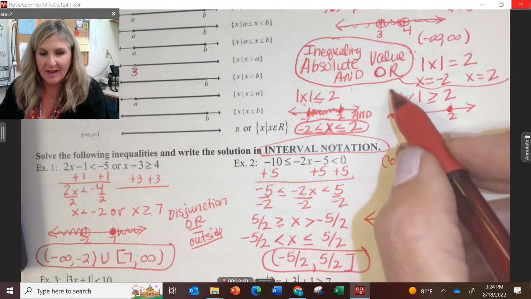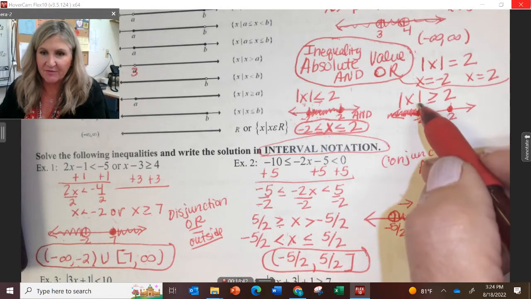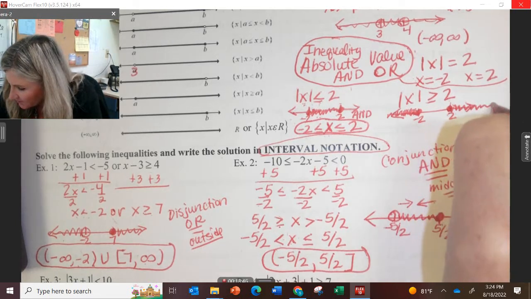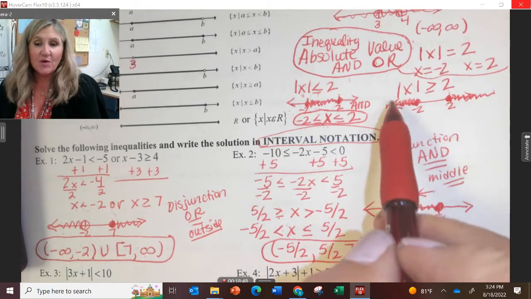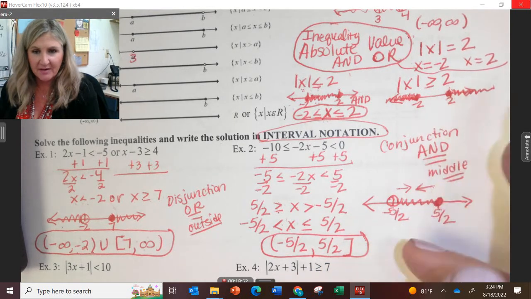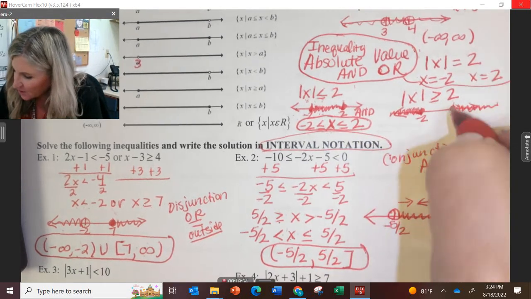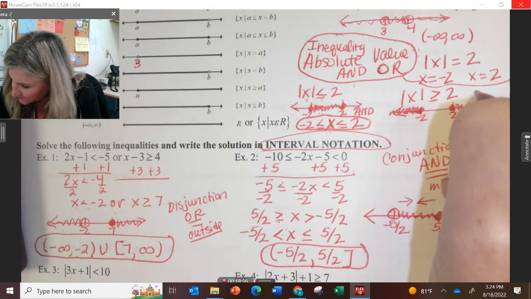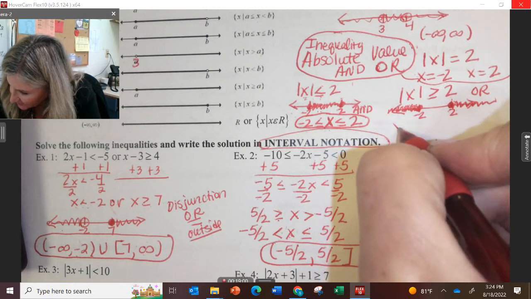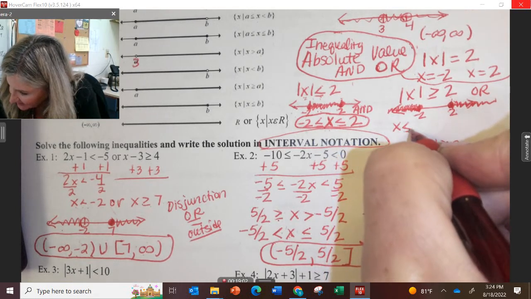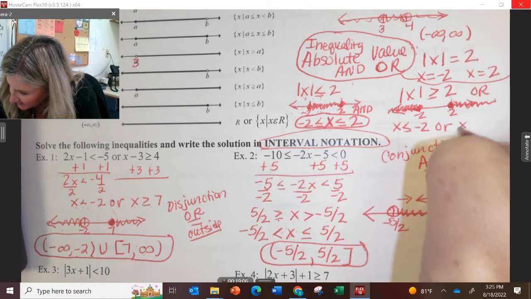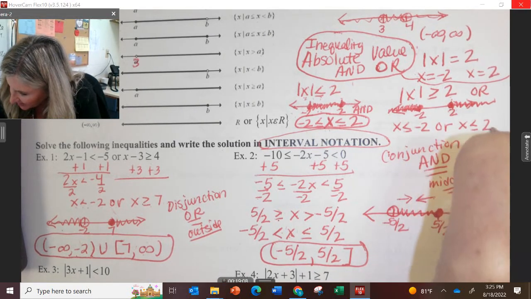What about 3? Absolute value of 3 is 3. Absolute value of 4 is 4. Those are all greater than 2. All of these are going to work. So therefore, anytime I have an absolute value and it's greater than, that's going to turn into an or problem. So therefore, this is going to turn into x is going to have to be less than or equal to negative 2, or x is going to have to be greater than or equal to positive 2.